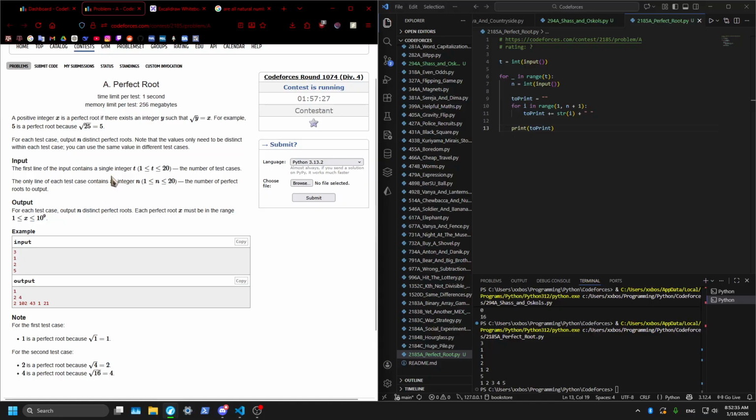Okay. So there's 20 test cases at max. Number of perfect roots to output. I just don't understand how they get this or how they get this. Like, why don't they use 3?